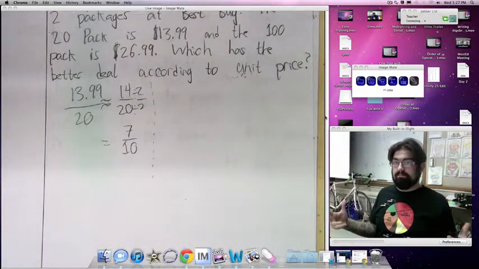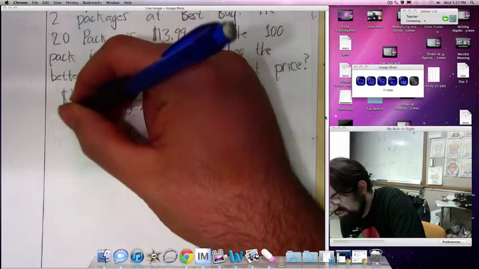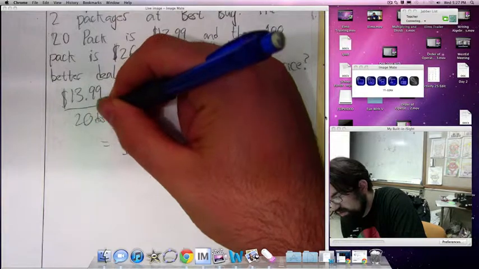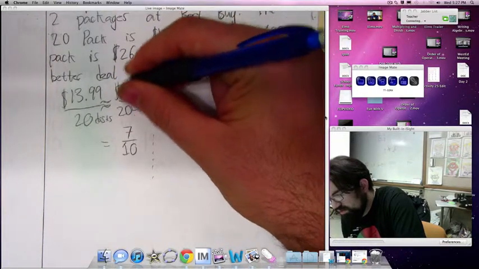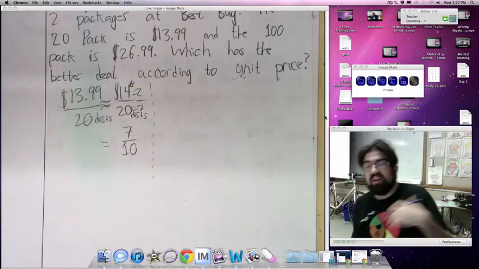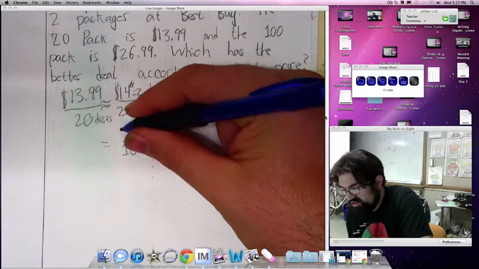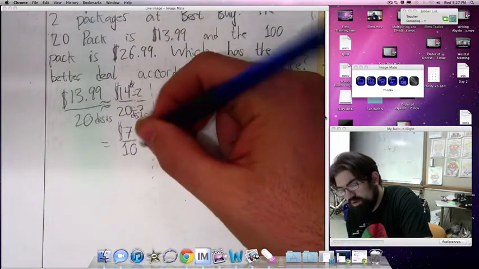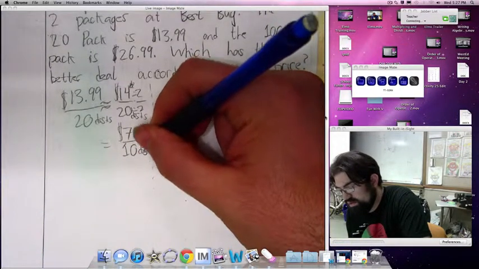Right? And by the way, this is dollars. This is 20 discs. So it's about $14 for 20 discs. Which if I simplify means that's $7 for 10 discs. Right?